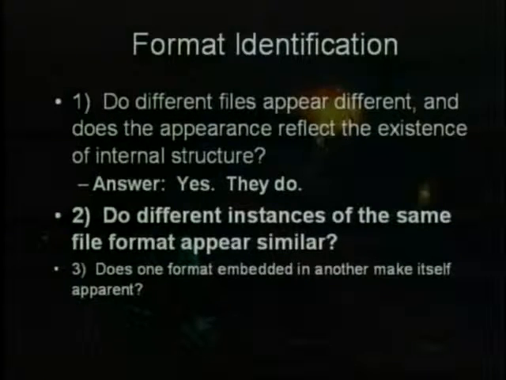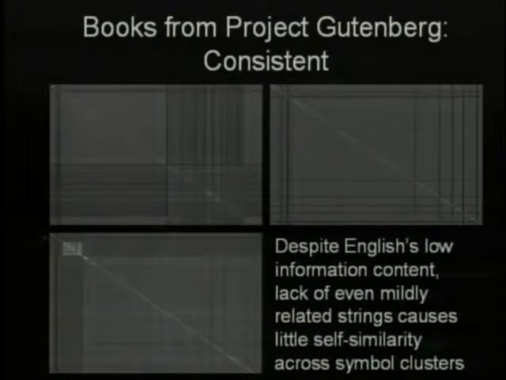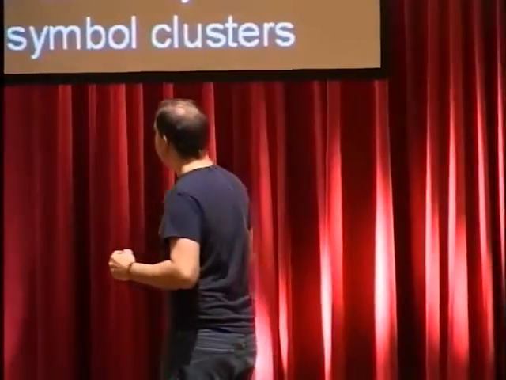But now, do different instances of the same file format appear similar? Text. If you actually take books from Project Gutenberg, text actually isn't very patterned. Now, you'd think it would be, because English is fairly low entropy, it's 1.3 bits per character, but you don't usually open a book and the same paragraph is in chapter 1 as in chapter 3. You don't usually see the same paragraph repeated over and over again. And so you actually don't get much self-similarity. The symbol clusters don't really align.